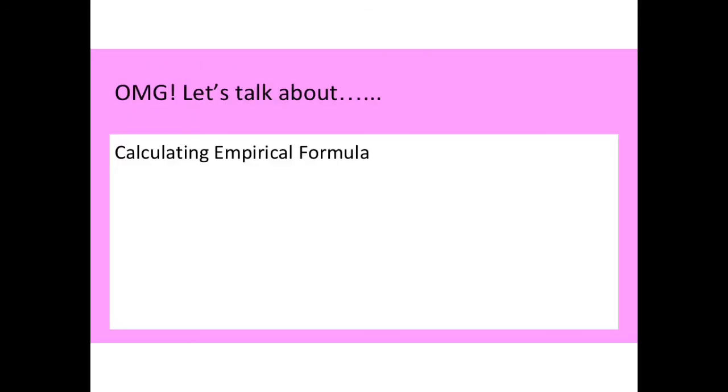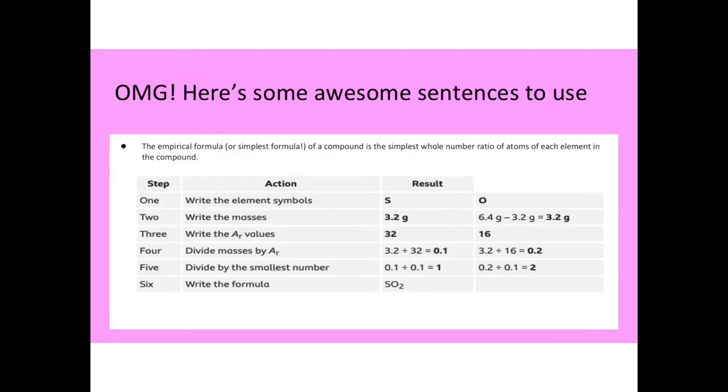And then finally, calculate an empirical formula. This is near enough an AS level topic, okay? So I'm just going to run through it to have a go. Sometimes they say calculate the simplest formula, okay, of a compound is the simplest whole number ratio of each atom. So the first thing you've got to do is write down the elements that you've got. So we've got sulfur and oxygen. They said that they had 32 of sulfur and they said they had a total of 64. So take away the 32 and that would give you 32. Write down the Ar values, which is their mass numbers.